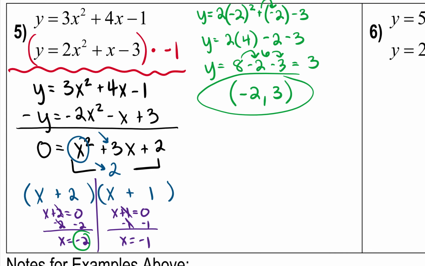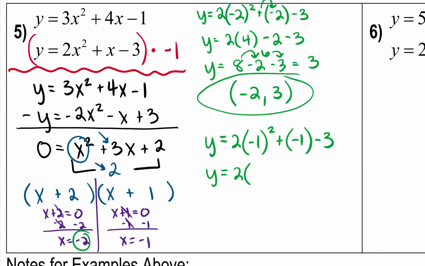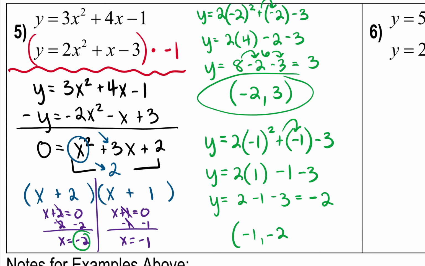And then I do the same thing with the other one, the negative 1. So y equals 2 times negative 1 squared plus negative 1 minus 3. I get y equals 2 times negative 1 squared, which is just 1, plus negative 1 is minus 1, minus 3. And then, of course, 2 times 1 is 2, minus 1 minus 3. You get negative 2. So this answer is going to be negative 1, comma negative 2.